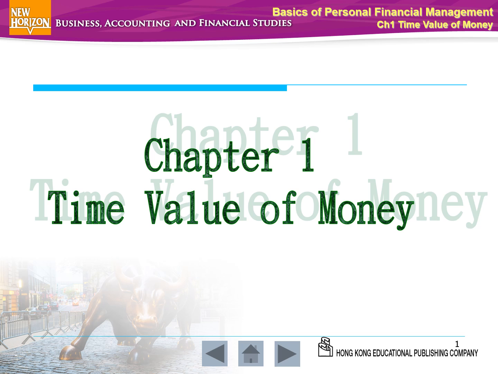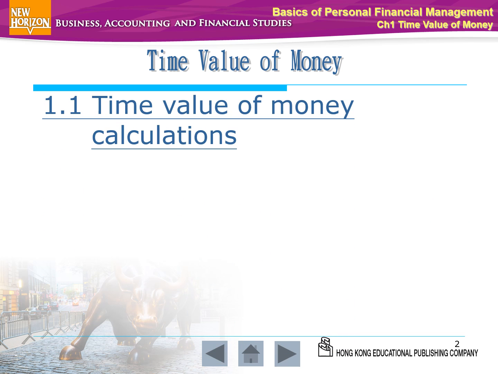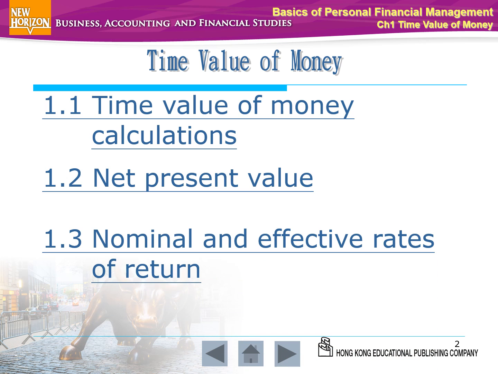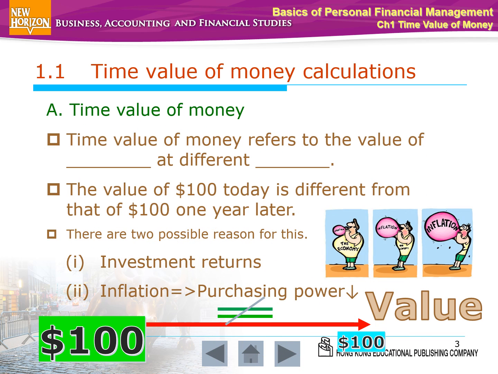Chapter 1, Time Value of Money. In this chapter, you are going to learn the calculations of the time value of money, and you should know what a net present value means, and what is the difference between nominal rates of return and effective rates of return. Number one, now you're going to learn how to calculate the time value of money.